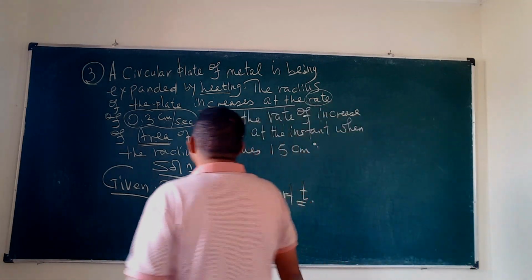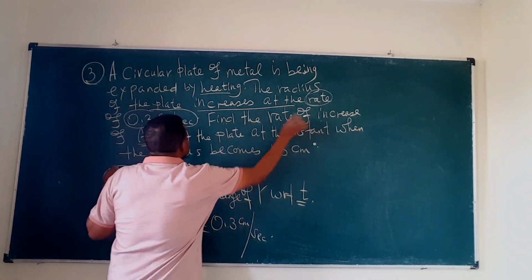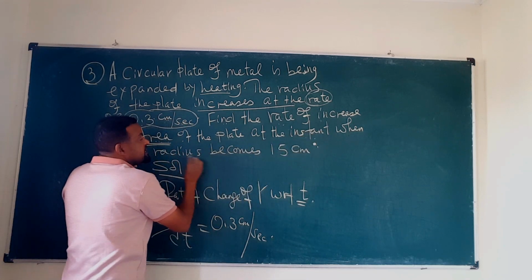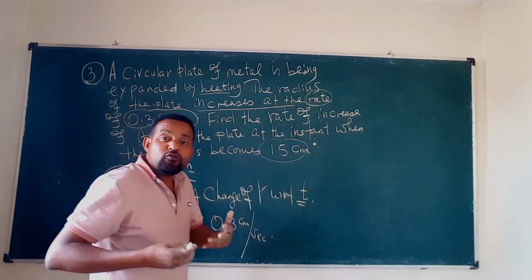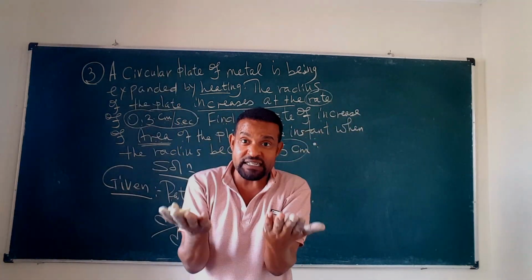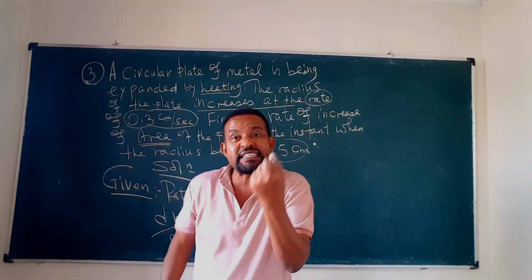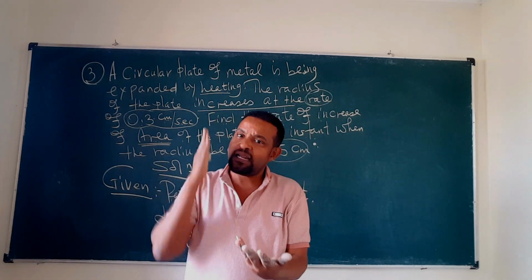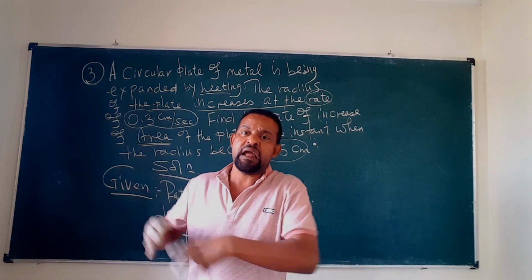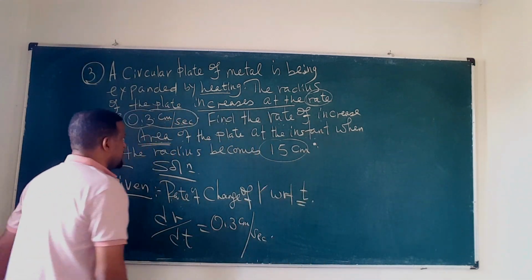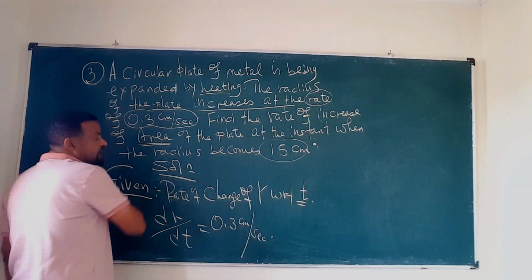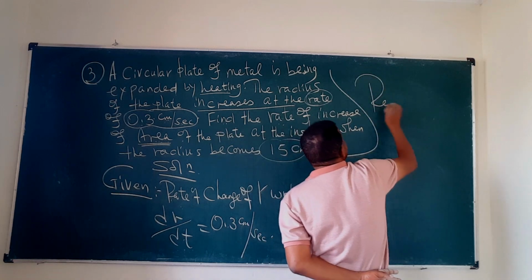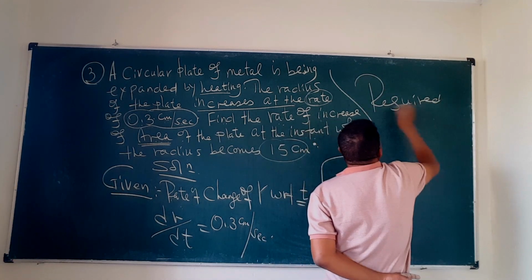Then find the rate of increase of the area of the plate at the instant when the radius is 15 centimeters. At an instant means a derivative, an instantaneous rate of change. When the radius is 15 centimeters, 20 centimeters, 30 centimeters, at each moment how fast does the area increase or change? So find the rate of increase of area. What is required? What is required?